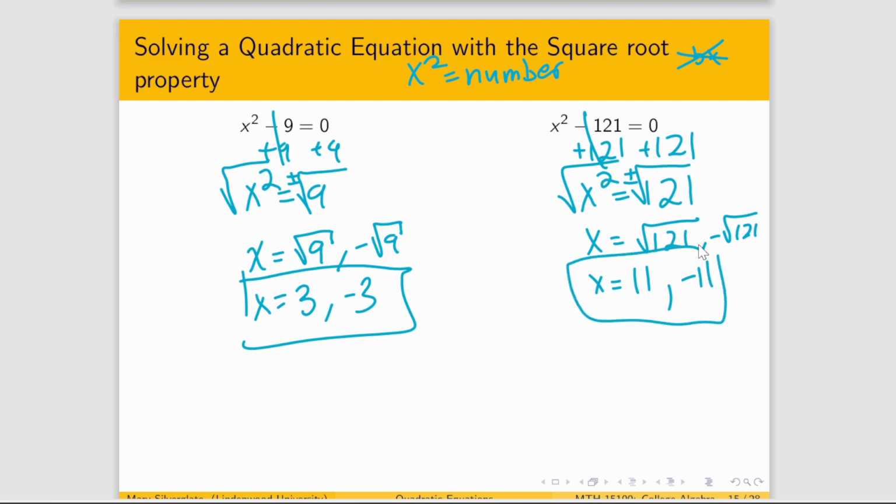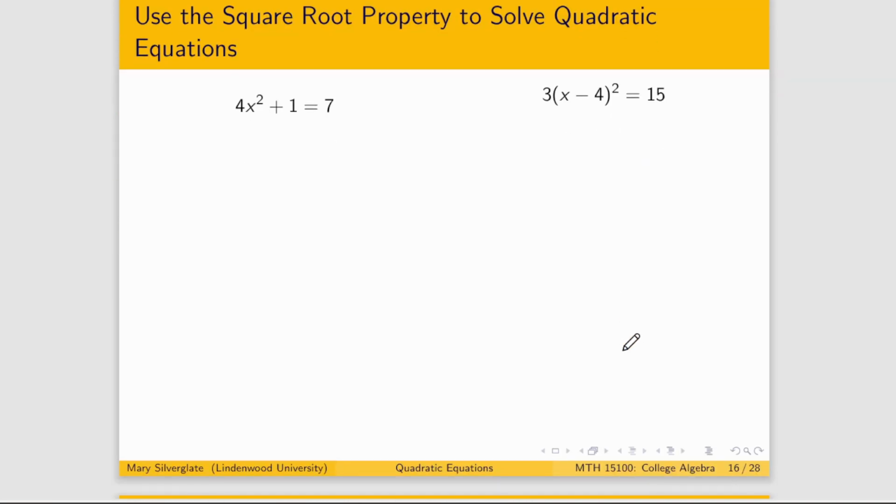Had the square root of 121 not been a nice clean number, we could have just left it as is if it didn't simplify anymore. These are more complicated examples where we can actually use the same thing.